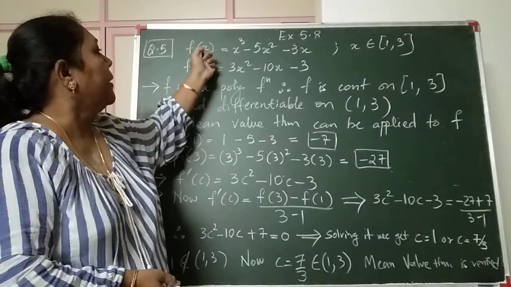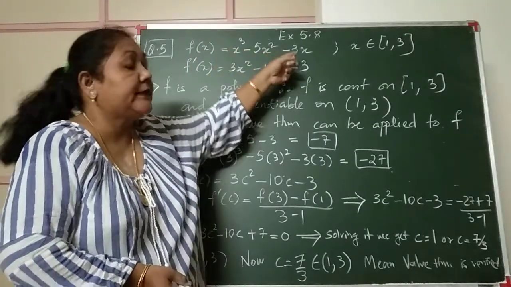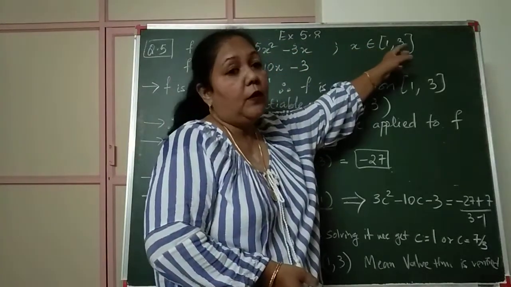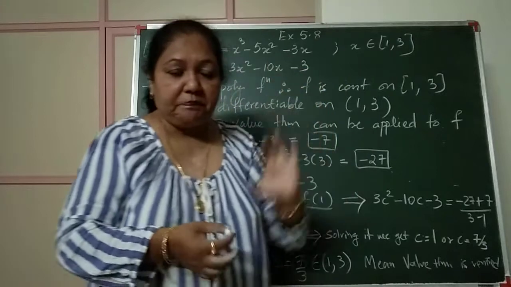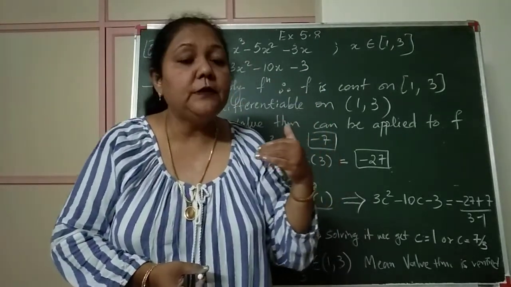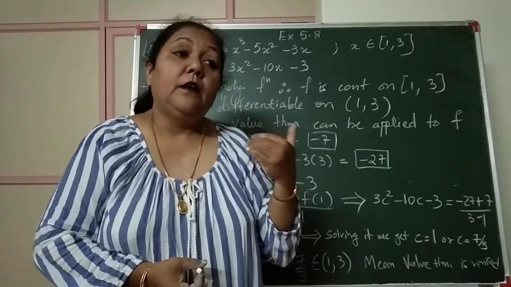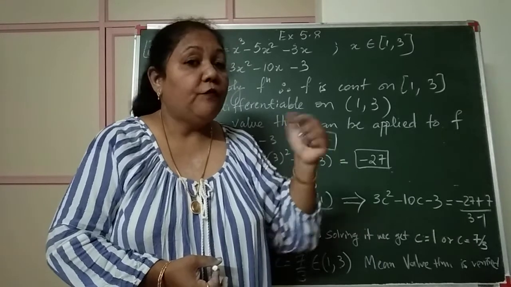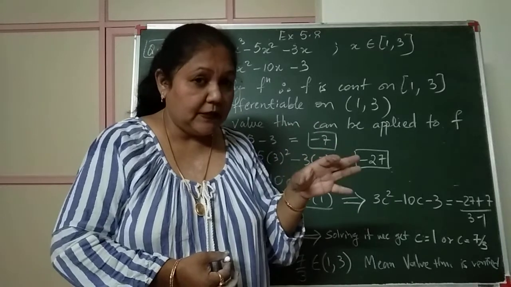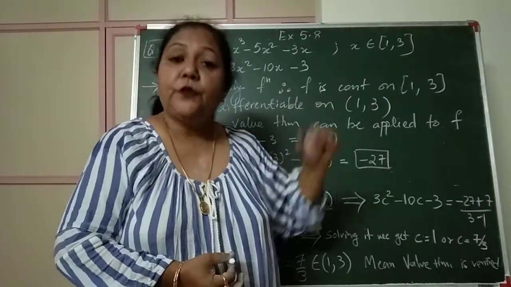Question number 5 में you are given f of x is equal to a polynomial x cube minus 5x square minus 3x and x belongs to the closed interval 1 comma 3. The question for this is verifying your mean value theorem, and after that they have said, does there exist c for which f dash of c is equal to 0? Does there exist such a c belonging to the open interval so that f dash of c is 0?